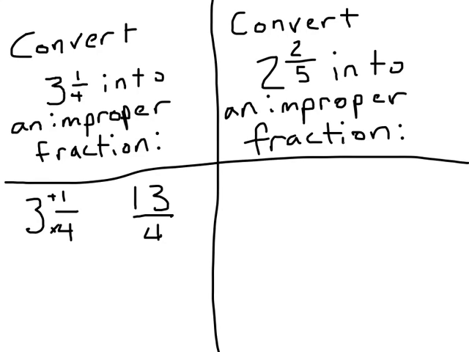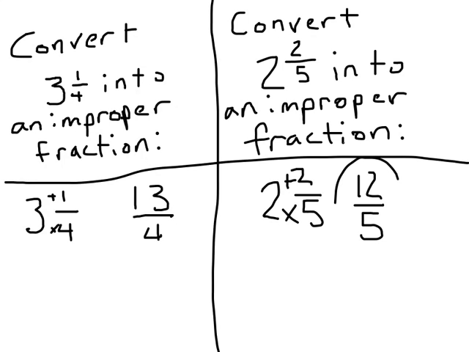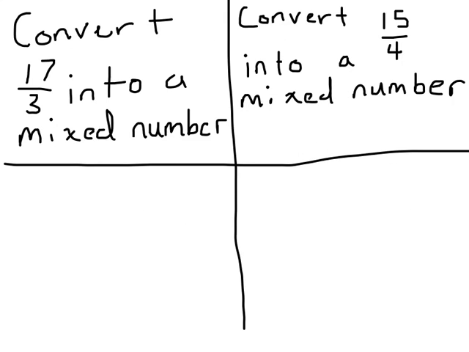Now you try it. What is 2 and 2/5 converted into an improper fraction? Let's see how you did. 2 times 5 is 10, plus 2 more is 12. My denominator stays the same, so 2 and 2/5 is the same as 12/5.